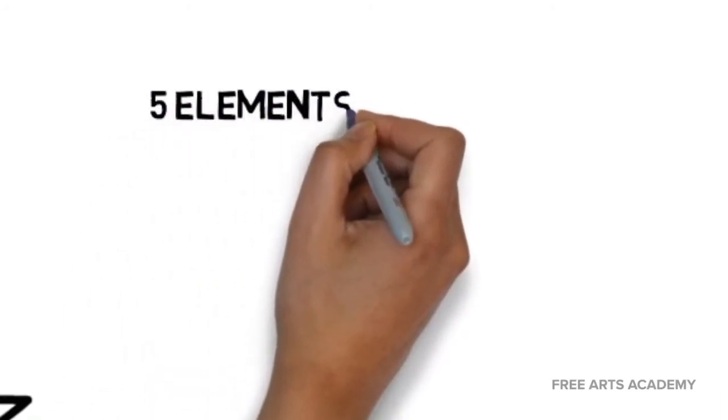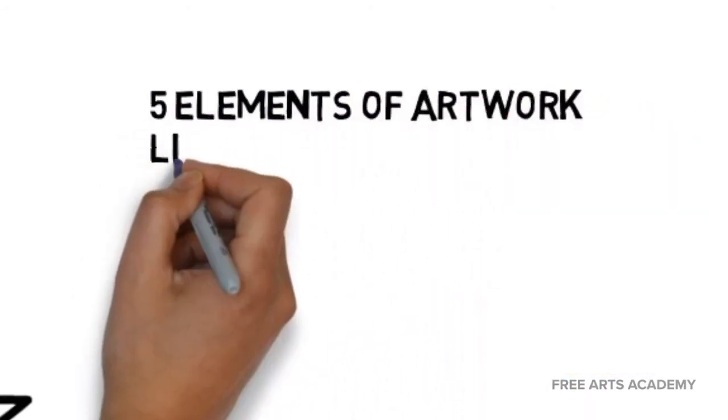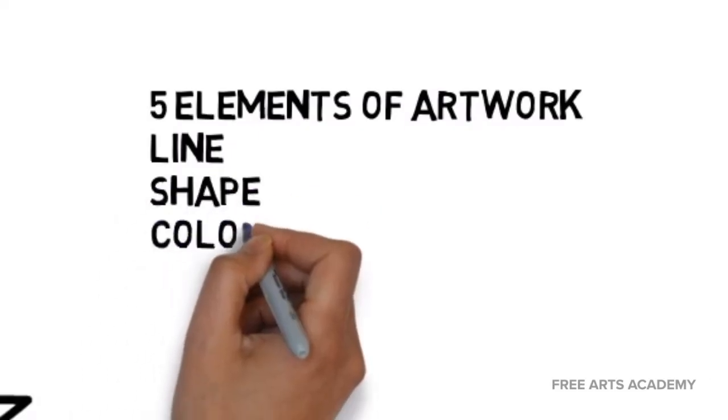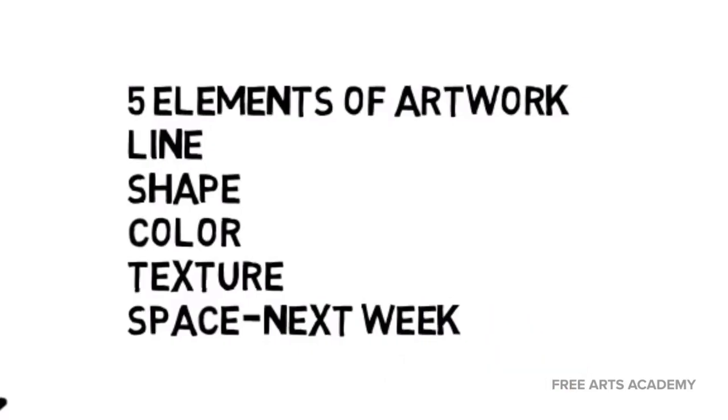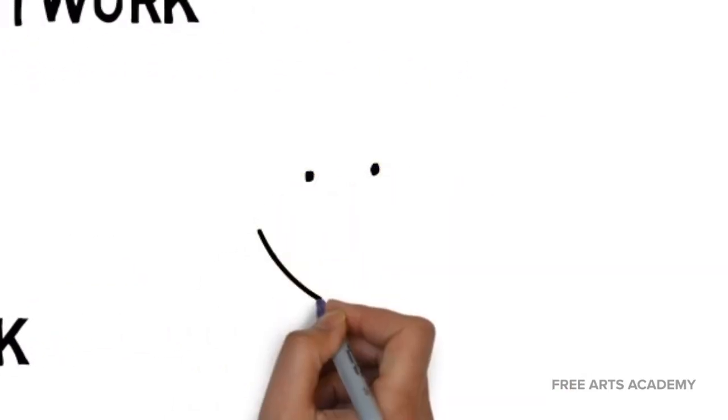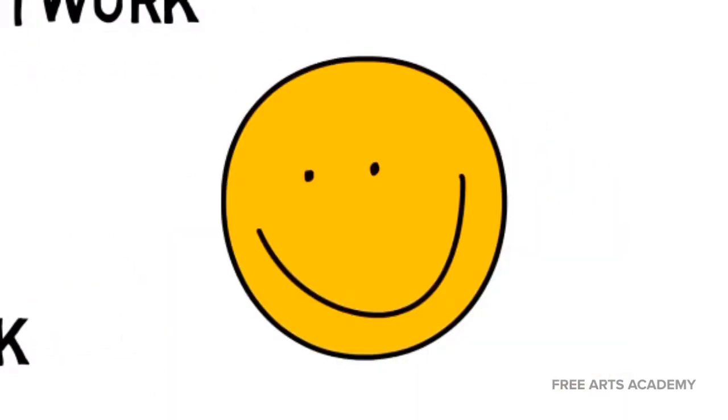When you bring composition and form to the canvas, there are 5 basic elements of your artwork: line, shape, color, texture, and space. And space is just one of the essential art terms we will cover in the next installment of Essential Art Terms. See you next week!